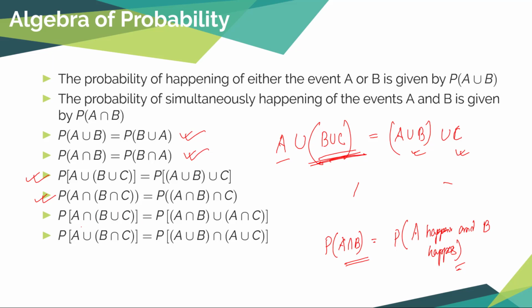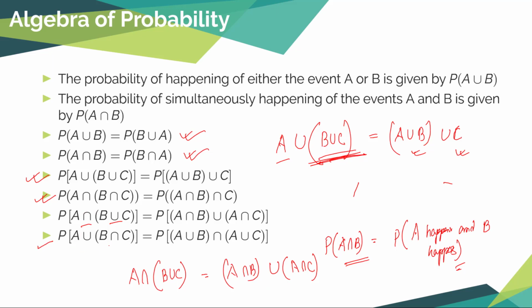And if you have a combination of intersection and union, that means A intersection B union C, this will give you A intersection B union A intersection C, right?